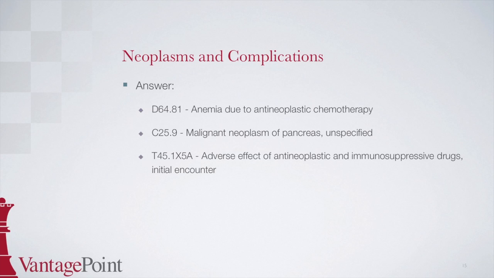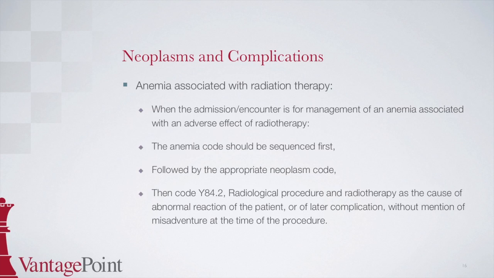The order of these three codes follows the ICD-10 guidelines, where the first code is for the anemia due to the chemo, followed by the patient's malignancy, and then the adverse effect code. Similarly, when the patient has anemia due to radiation therapy and the reason for the visit is to treat the anemia, your code sequence will be the code for the anemia, followed by your neoplasms, and then Y84.2, which is radiological procedure and radiotherapy as the cause of abnormal reaction of the patient or of later complication, without mention of misadventure at the time of the procedure.